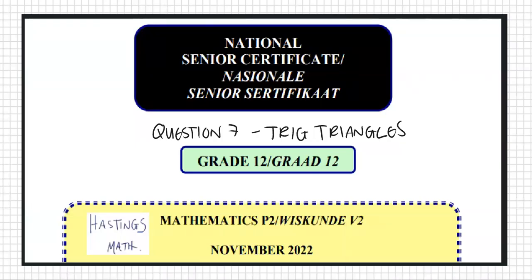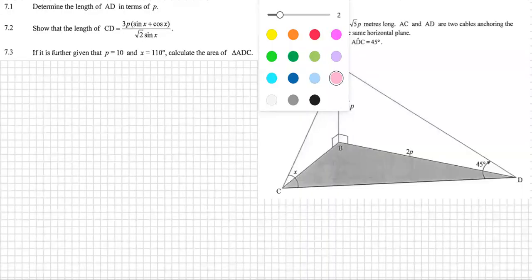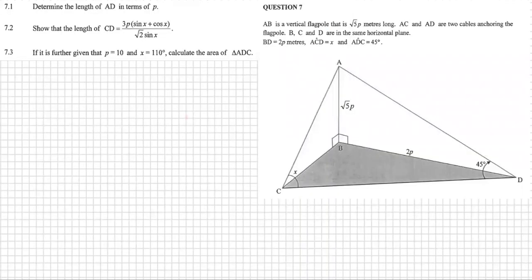This is the November 2022 DBE NSC paper 2, question 7. Question 7 goes after using trig triangles. There's 2D and 3D shapes. Let's look at the information.